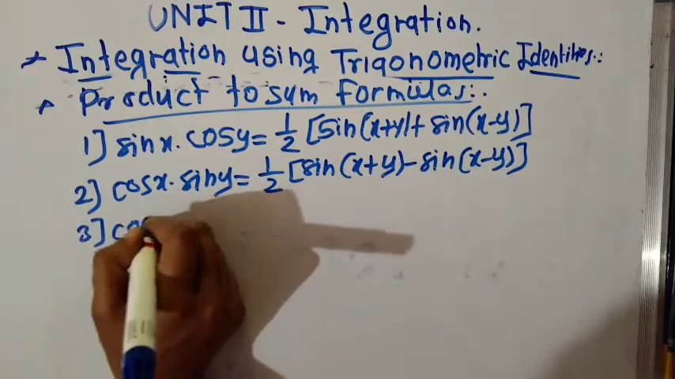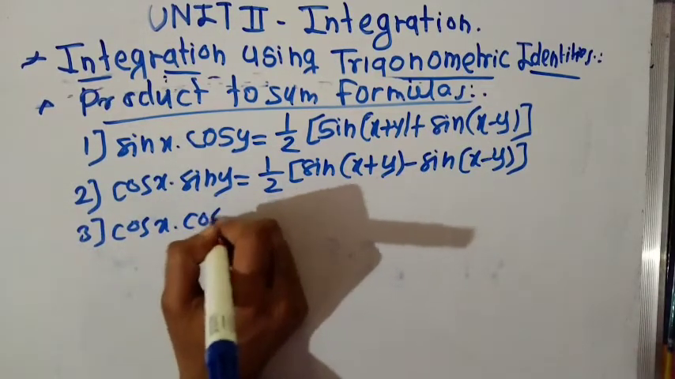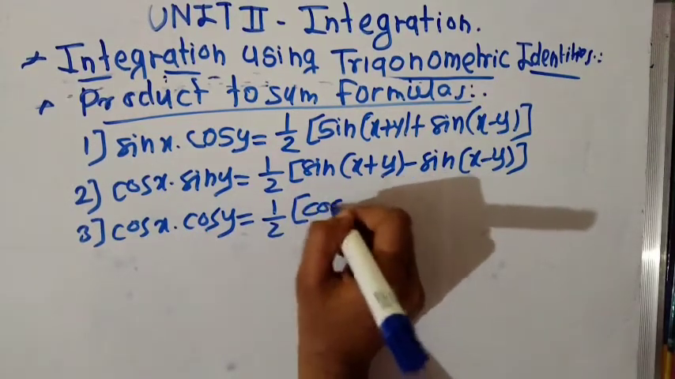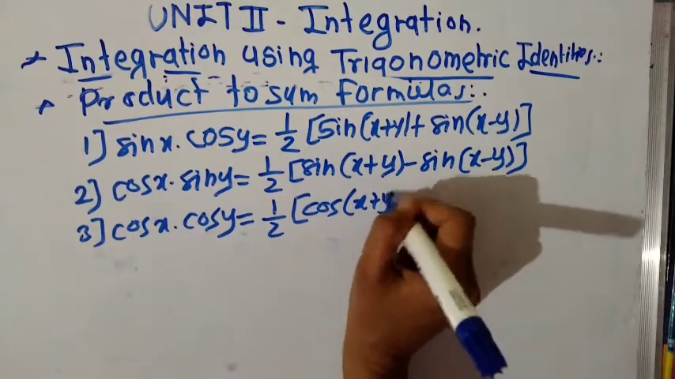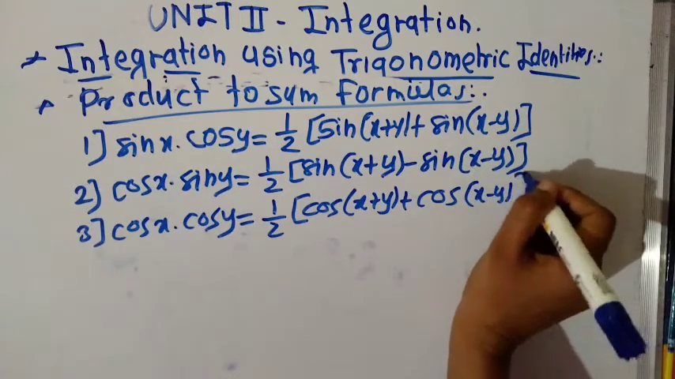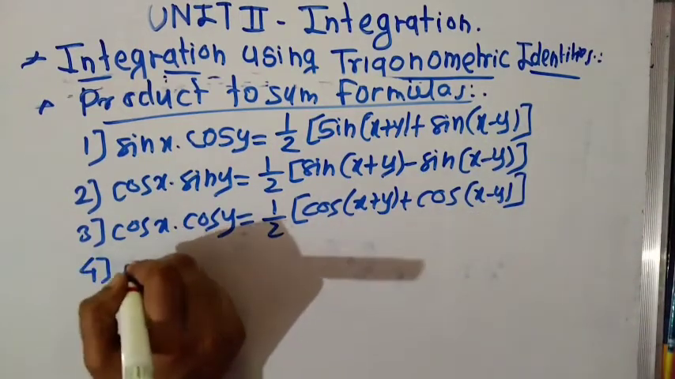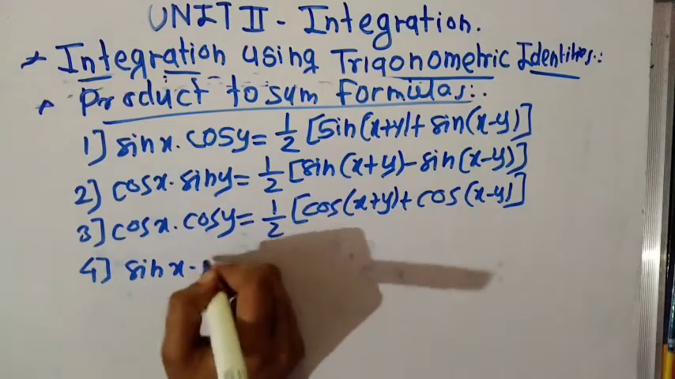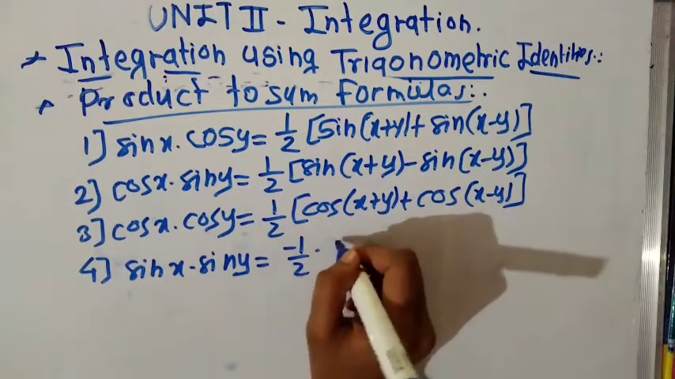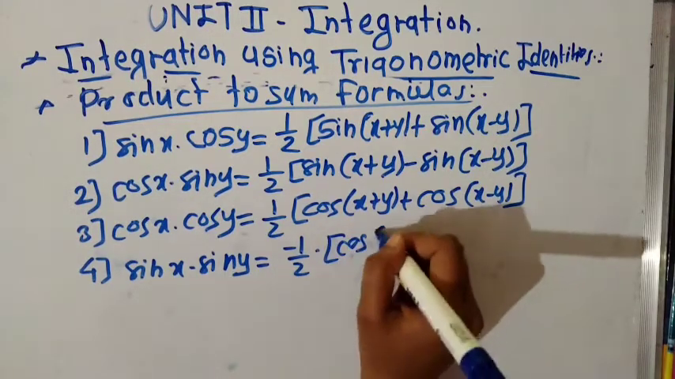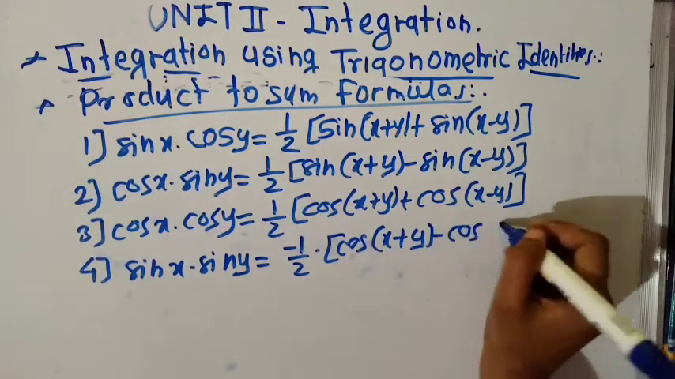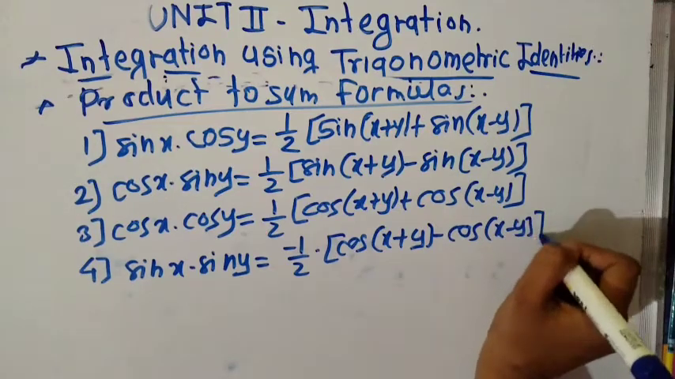And third formula cos x into cos y is equal to 1 by 2 cos x plus y plus cos x minus y. Then fourth formula sin x into sin y is equal to minus 1 by 2 into cos x plus y minus cos x minus y.